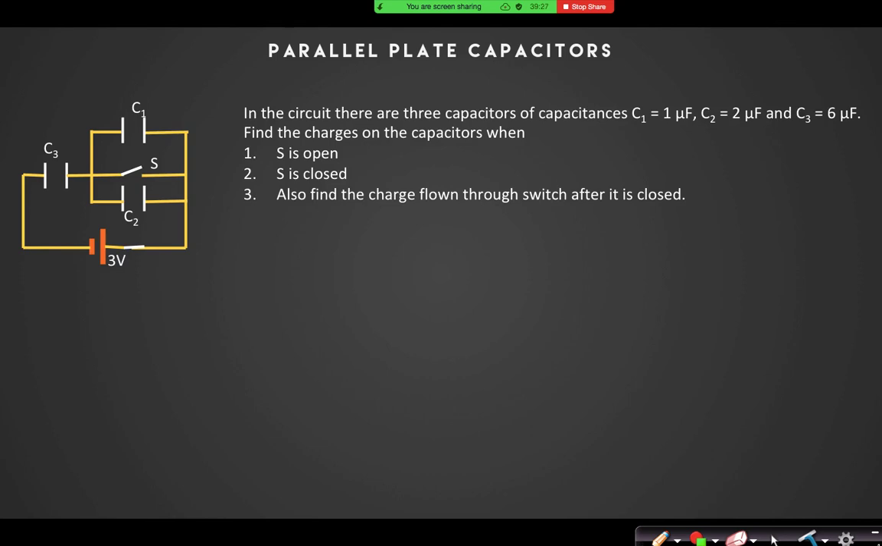Okay, now this is a simple series parallel circuit. In that circuit, there are 3 capacitors of capacitances C1, C2, and C3, given as 1, 2, and 6 microfarads. Find the charge on each capacitor when the switch S, which is in between C1 and C2, is open, when S is closed, and also find the charge flown through the switch S after it is closed. So initially the switch S was open, then I close it. What will be the charge flown through that switch? That also I have to find.